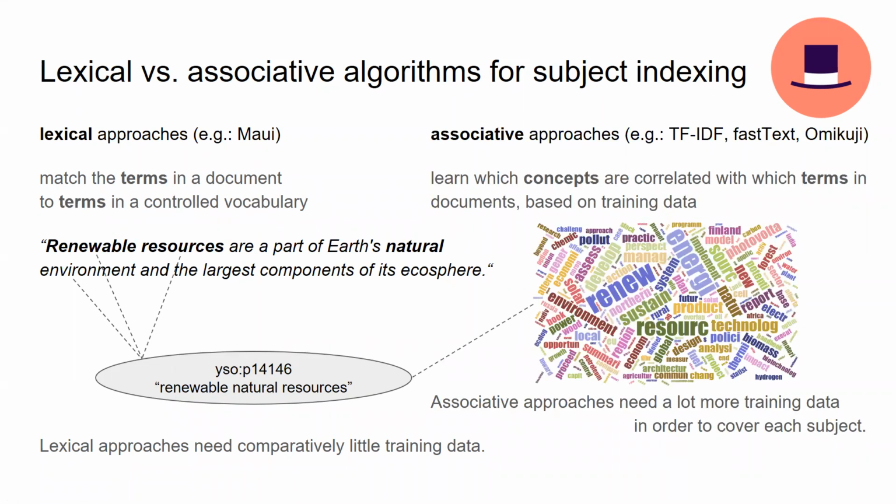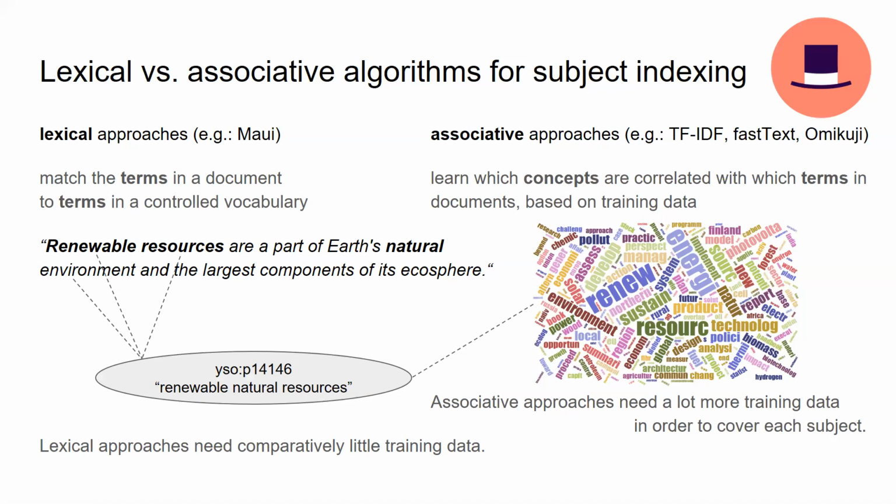Associative approaches, on the other hand, use statistical features that are derived from the word sequences that occur in the input documents. That is, they only refer to the intellectually annotated training data itself in order to learn the statistical association between terms or word sequences in the input texts and concepts from the vocabulary.